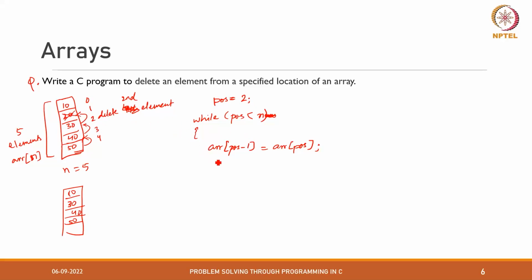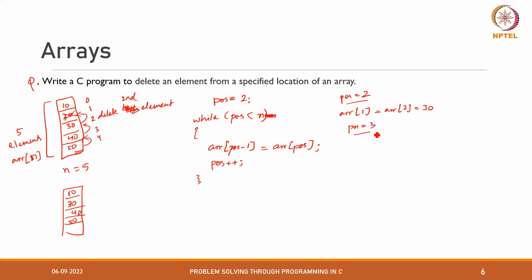Okay, now what exactly needs to be done? We're saying POS plus plus here. So what will happen? Let's see what exactly this does. Initially POS is 2, and what we are doing is ARR of 1 is equal to ARR of 2, which is basically 30. So 30 has shifted now. So 30 is finished shifting.